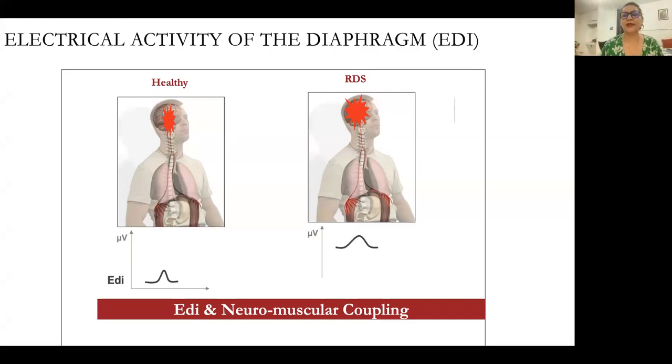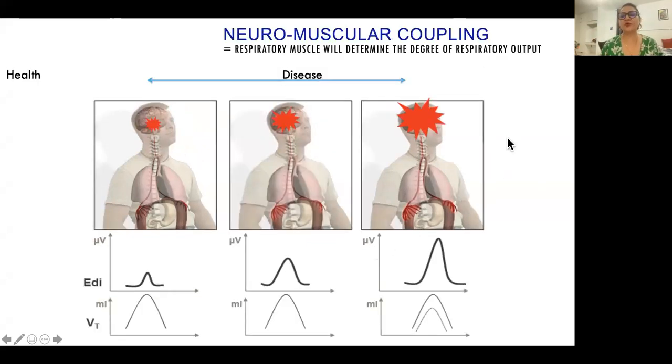And hence, you can see the EDI of a healthy lung is going to be this much smaller, whereas the EDI of the lung which is diseased is going to increase. And as the disease increases further, the EDI is going to go higher. The tidal volume requirement would be the same, but you need more support, more contraction, to achieve the same kind of tidal volume. So this is very important. There is a neuromuscular coupling which will result in respiratory muscle activity that determines the degree of respiratory output.